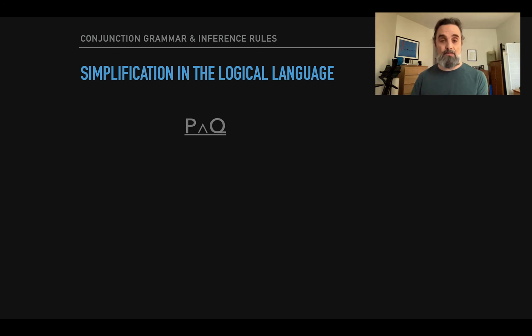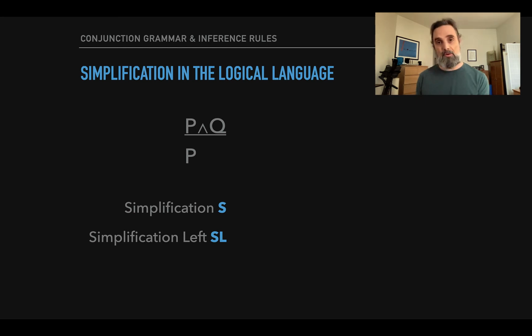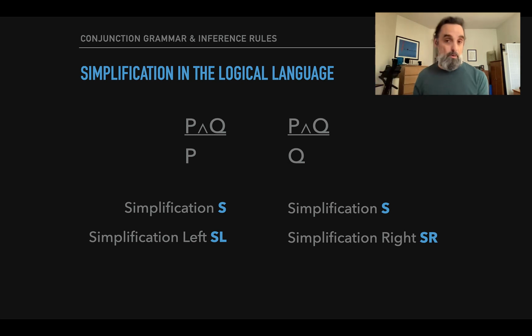If we have a conjunction P and Q, we can write down P, and we call that simplification, also simplification left, because we're simplifying to the left conjunct. If you have P and Q, you can also write down Q, and we call that simplification again, or simplification right. So when you're in the program, when you write line 3 S and you apply simplification to a conjunction, if you just write S, the program will ask you which one you want. If you write SL, it'll know you want the left one. If you write SR, it'll know you want the right one. So you can write down whatever you prefer.